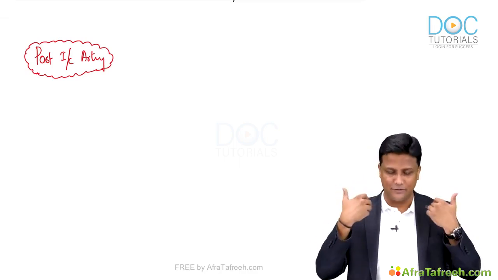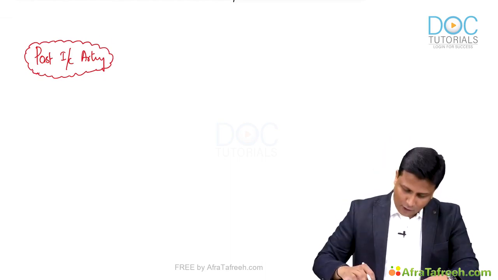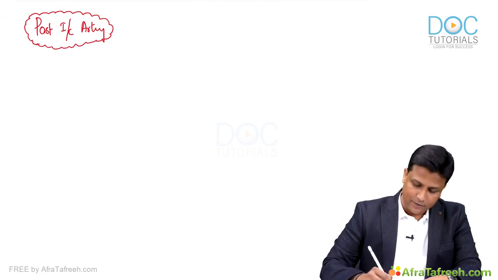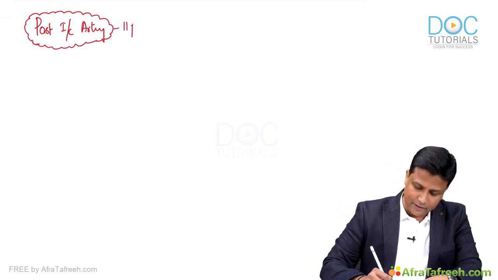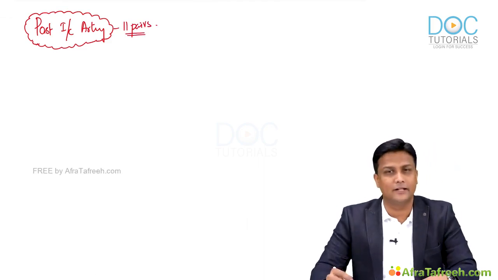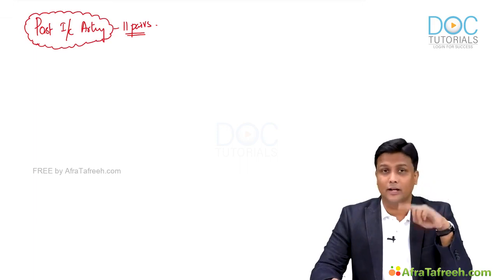So 11 pairs of the posterior intercostal arteries you will be having. Makes sense. So out of that 11 pairs of the posterior intercostal arteries, remember, all of the 11 pairs are not given by the aorta. That's important.